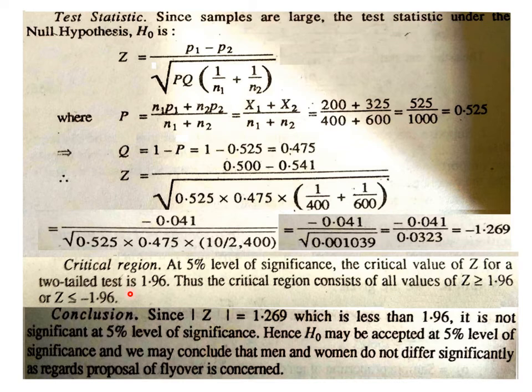So the conclusion: mod Z here in this problem is minus 1.269, the modulus of that is plus 1.269, which is obviously less than 1.96, less than that critical value for 5% level of significance. So it is not significant at 5% level of significance, as H0 may be accepted, as I was discussing just before. And H0 is accepted means there is not much difference between the two samples. So we may conclude that men and women do not differ significantly as regards the proposal of the flyover. Almost a similar percentage is in support of that flyover, as concluded finally.